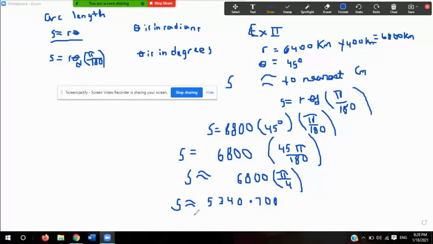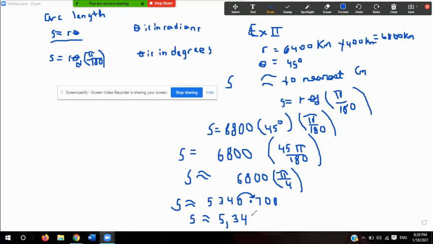And then since they're asking us to round to the nearest kilometer, what I'm going to look at is next to the 0, I have a 7. So that means I round up. So S is going to be approximately 5,341 kilometers. And that would be the end of this video lesson.